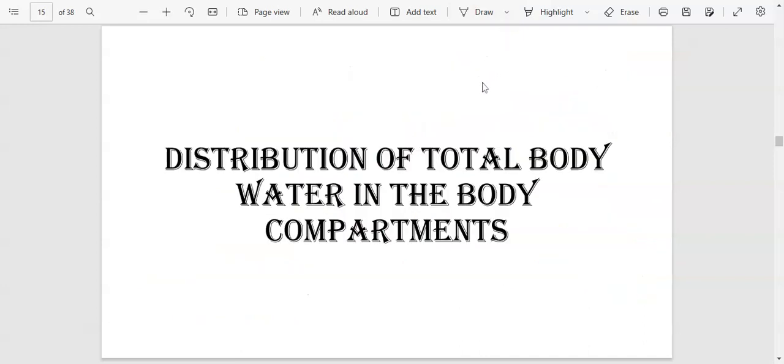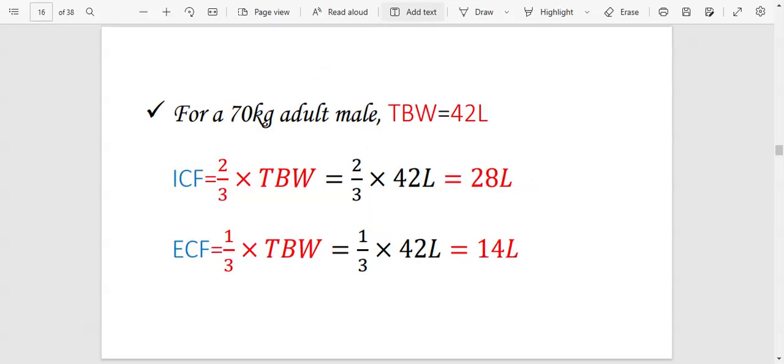So now, how is the distribution of total body water in the body compartments, in the ICF, in the ECF, and also just dividing the ECF? How is water distributed? Now, when you consider a 70 kg adult male, that is what we are going to be using. We've already said that the total body water is 42 liters from the calculation that we have already seen.